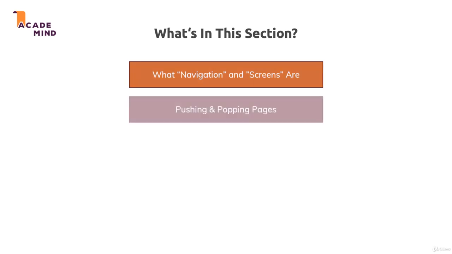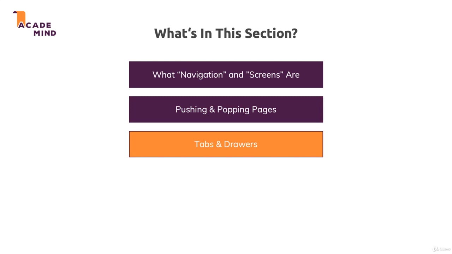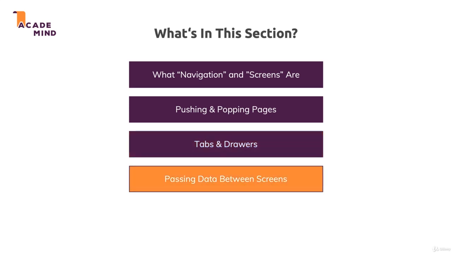You'll learn about pushing and popping pages and what this means and how it works in Flutter. We'll have a look at adding tabs and drawers to an application so that you have different ways of switching between different areas of your app. And last but not least, a super important topic, of course, you will also learn how to pass data between your screens. So how you may, for example, pass the data about a selected item into the details screen that opened up for that item. These are all things we'll have a look at in this module now.